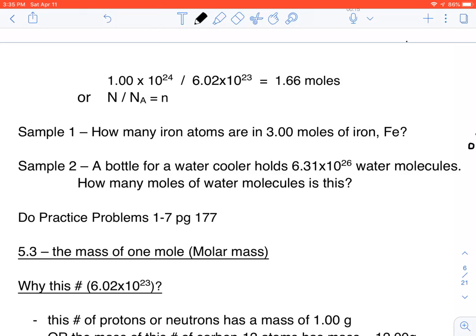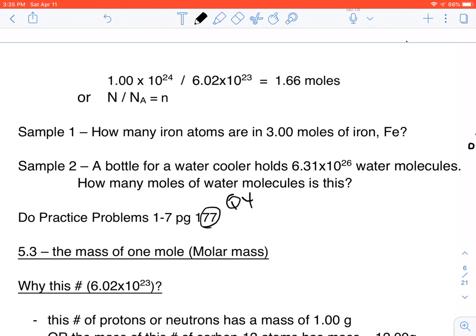I want to just quickly do one of the homework questions from our last day. I'd left you with questions on page 177, and I also asked you to try some of the questions on page 178. So I'm going to do one of the questions from 177 first. I'll do question 4.